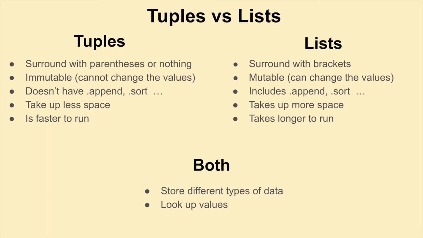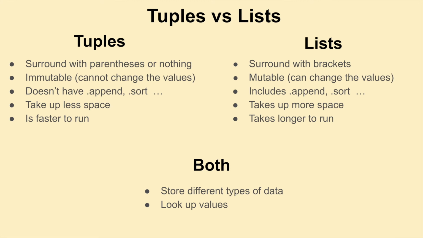So now that we know a little bit about tuples, let's review the difference between tuples and lists. For tuples, you surround them either with parentheses or nothing at all, and you put a comma in between each value. For lists, you surround everything with brackets and put a comma in between each value. Tuples are immutable. That means you cannot change the values once you define them. However, with lists, they are mutable, so you can change the values at any time.